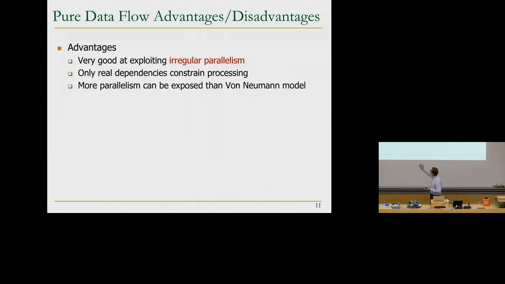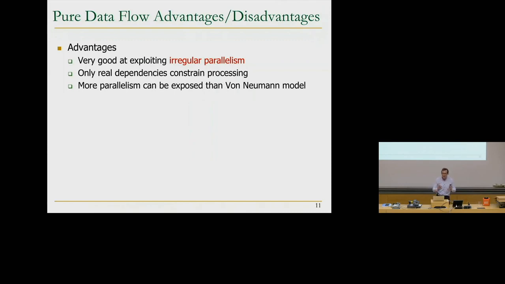The reason is that only real dependencies constrain processing. You don't have any other constraints, if you have a data flow graph with only the real dependencies. As a result, if you're doing it at the ISA level, you can expose much larger amounts of parallelism compared to the von Neumann model. These are the big advantages, basically. You can enable a lot of parallelism.